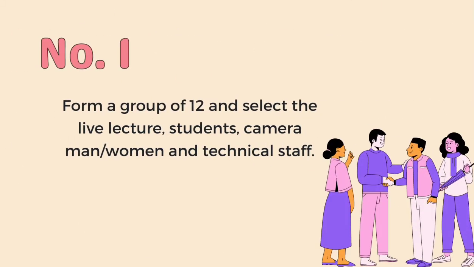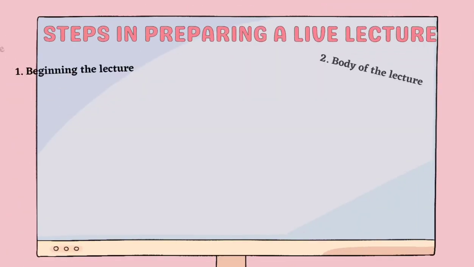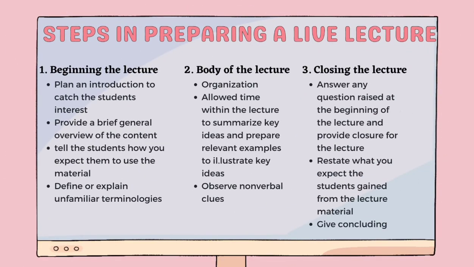In making a live lecture, number 1, form a group of 12 and select the live lecturer, students, cameramen, and technical staff. Steps in preparing a live lecture. First, beginning the lecture. Plan an introduction to catch students' interest. Provide a brief general overview of the content. Tell the students how we expect them to use the material, and last, define or explain unfamiliar terminologies.